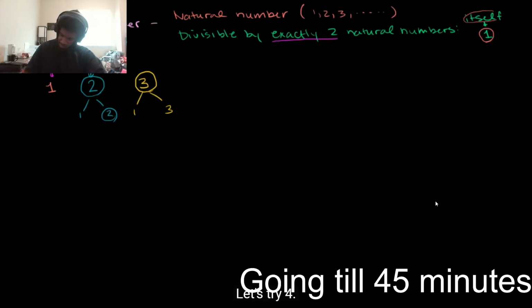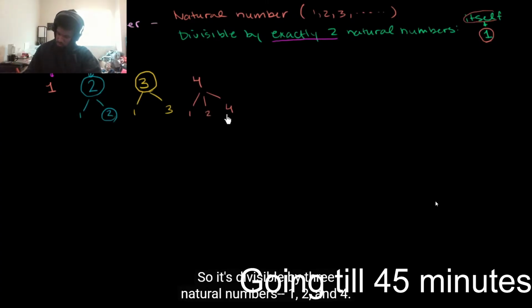Let's try 4, and I'll switch to another color here. Well, 4 is definitely divisible by 1 and 4, but it's also divisible by 2. 2 times 2 is 4. So it's divisible by 3 natural numbers: 1, 2, and 4. So it does not meet our constraint for being prime.